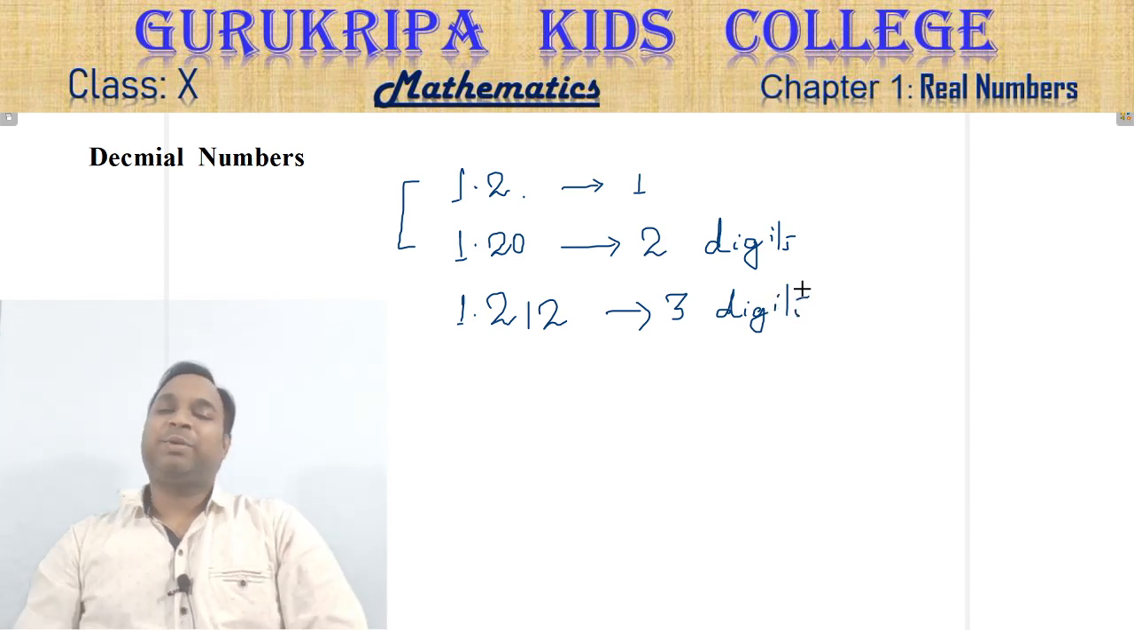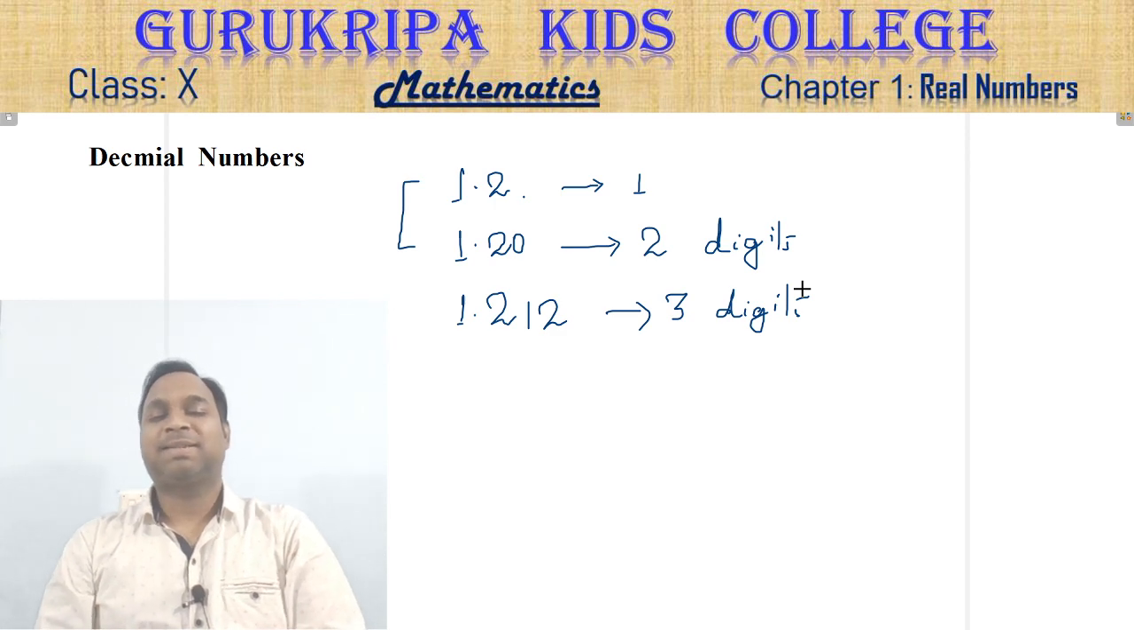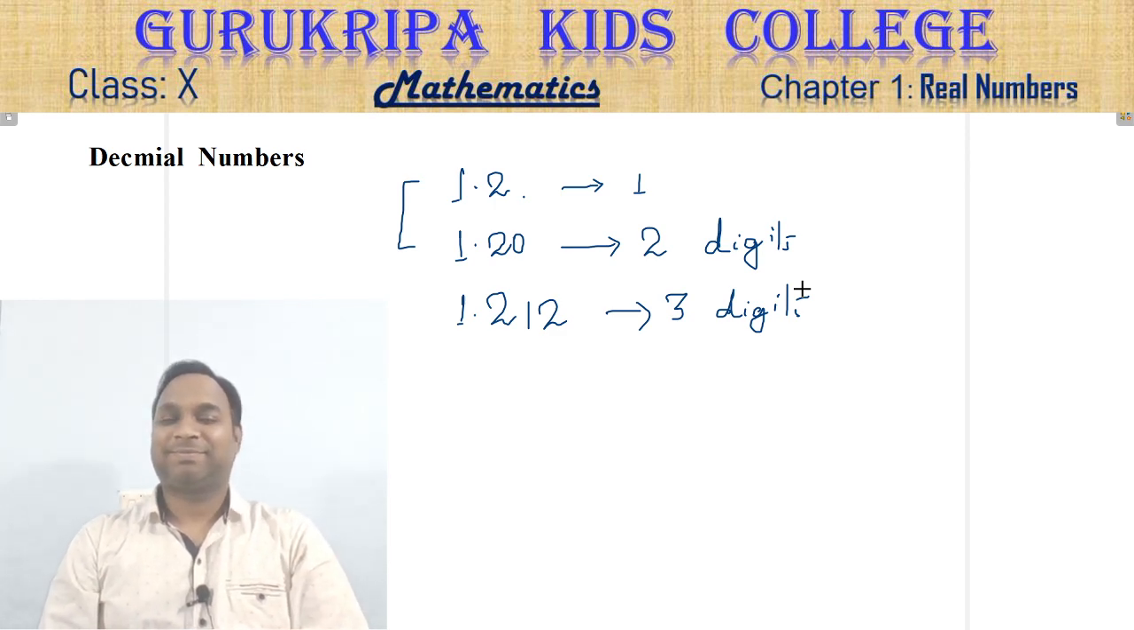So how long can you write a decimal number? How many digits after the decimal place can you write? Try to write it in the comment section of the video. Let me see how many digits you can write. 10, 20, 50 digits after the decimal place, can you write? 100 digits after the decimal place?